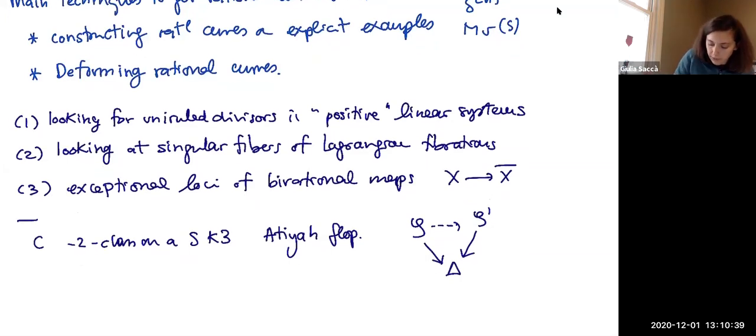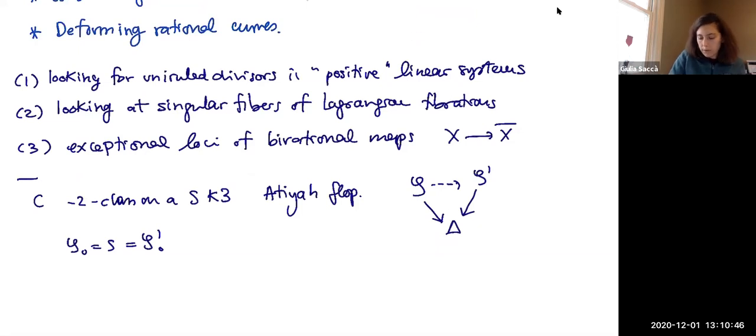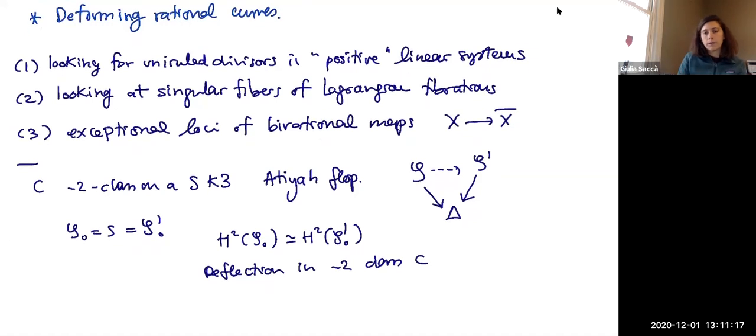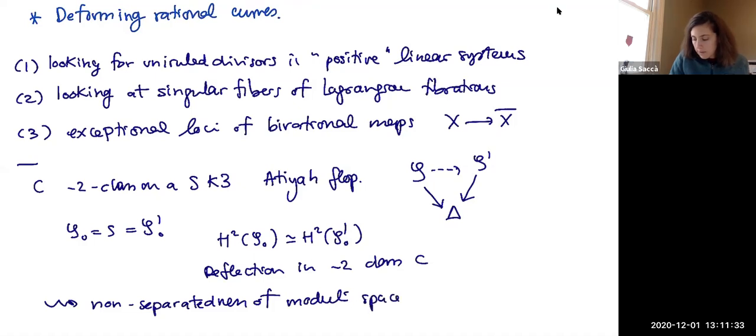And in fact, the two central fibers are just the same. But when you look at the identification of the cohomology of the two central fibers obtained by doing parallel transport away from the origin, the identification is not the identity, but is a reflection in the minus 2 class C. And this example is a source of the non-separatedness of the moduli space of K3s.